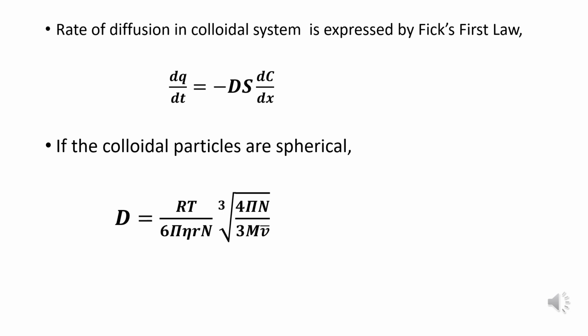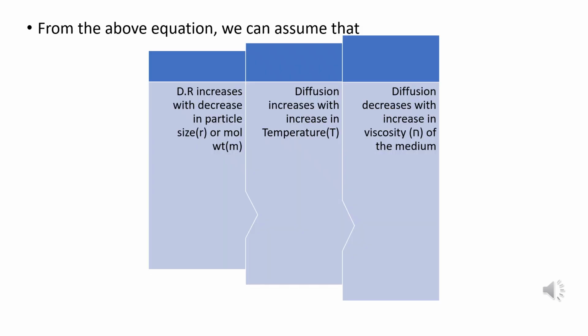That means it relates particle size and molecular properties to diffusion behavior. So the overall meaning of this equation is smaller particles will diffuse faster than larger particles. Then higher temperature will increase the diffusion rate. Then higher viscosity will slow down the diffusion rate. And from the above equation, we can make three assumptions.